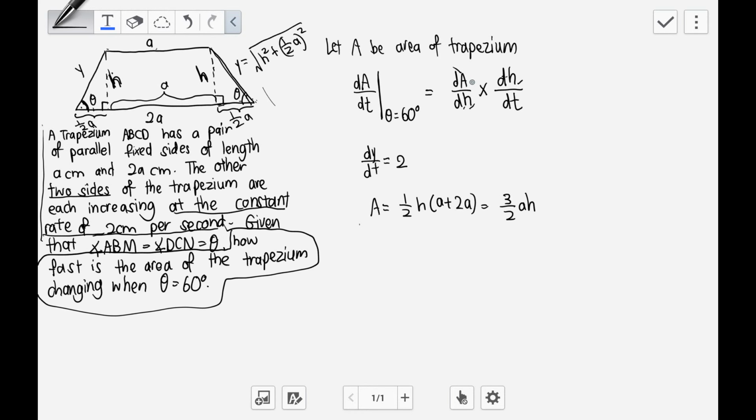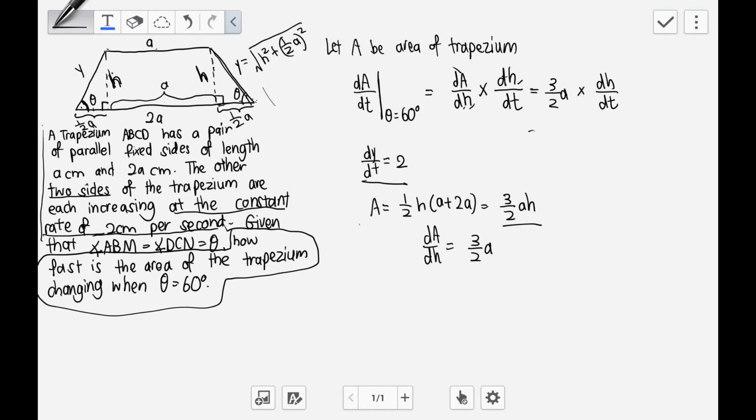So dA dh, can we find it? We can find dA dh from here. So dA dh is just 3 over 2 a. Simple, because a is a constant, so we can just differentiate with respect to h. Then that means we have 3 over 2 a times dh dt. What is dh dt? We don't know dh dt, but we know dy dt.